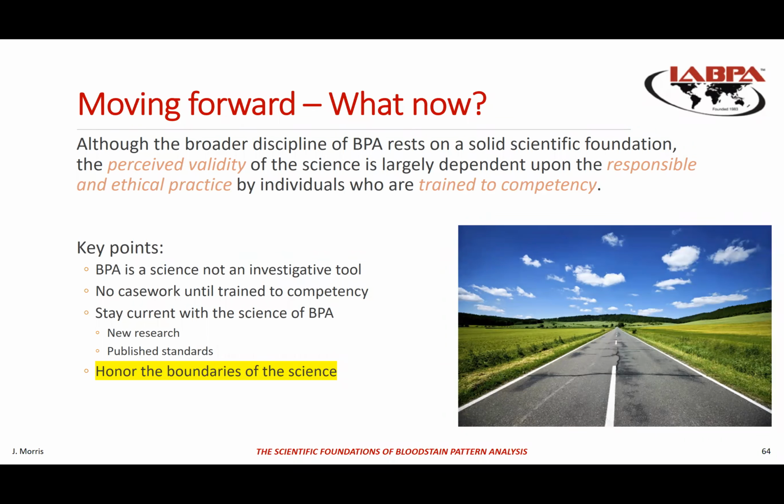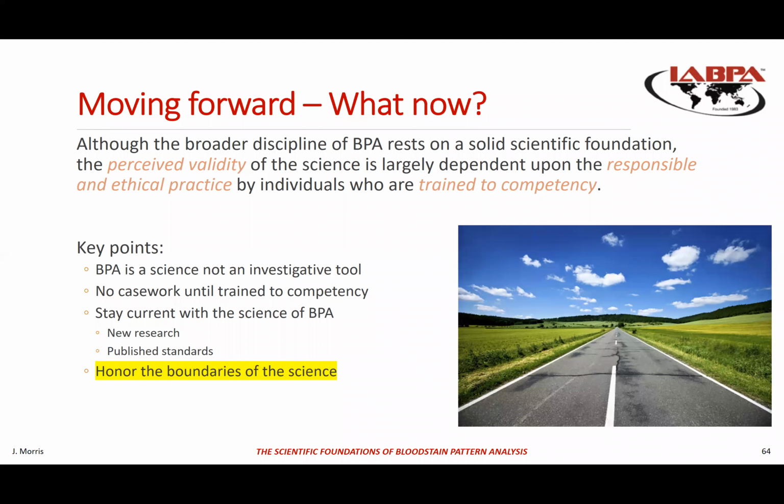But even though it rests on that solid scientific foundation, the perceived validity by the courts and by the public of this science is largely dependent on the people who do the work. It's dependent that the people who do the work are responsible and ethical in what they do, and that they are trained to competency.